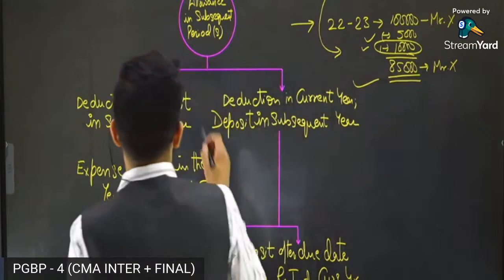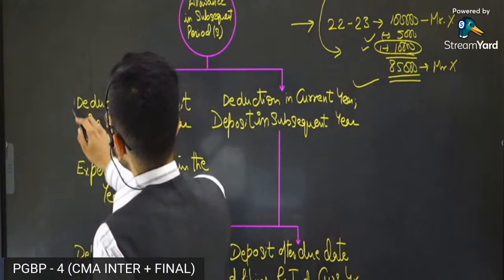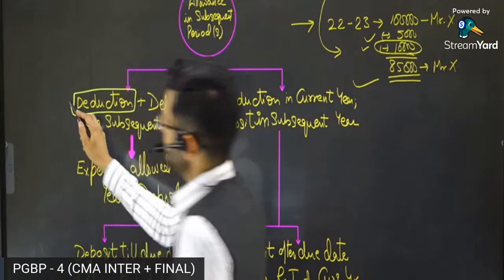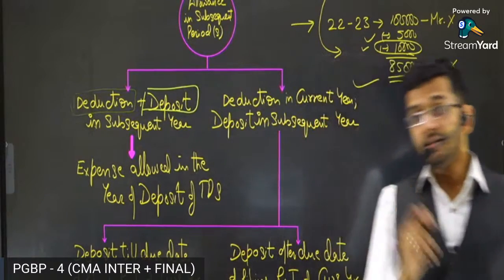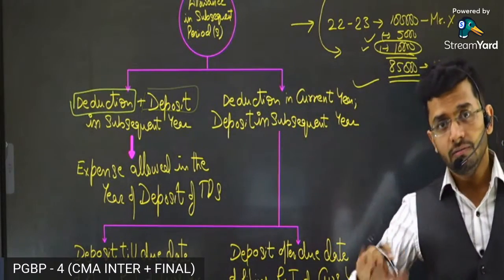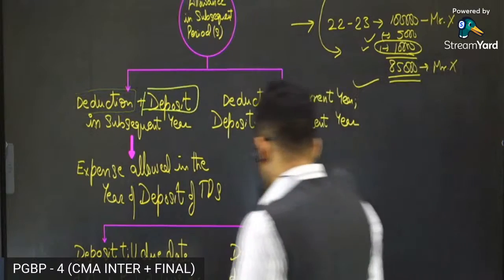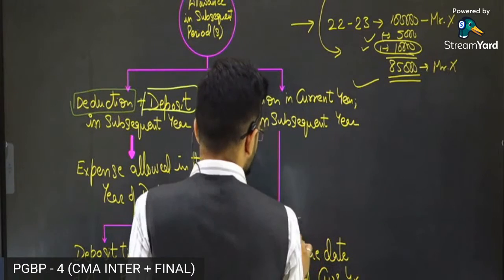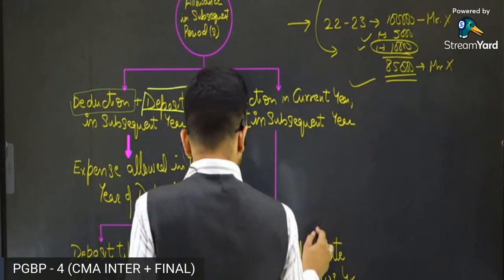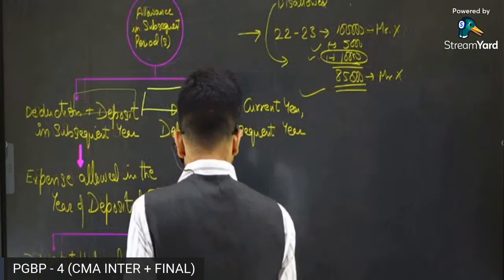Okay, sir, got it. Now, guys, there are two things. First one is the deduction. Second one is the deposit. Now, please understand the difference between deduction and deposit. I'll explain this difference by way of an accounting entry.